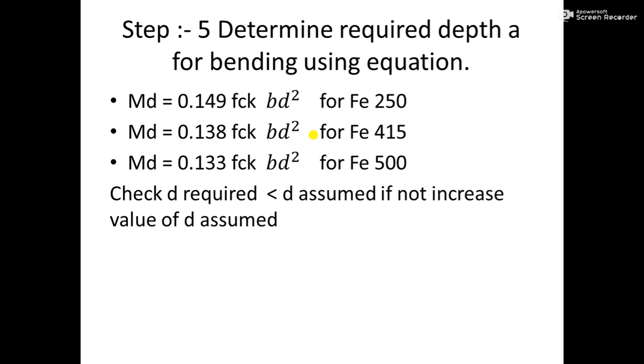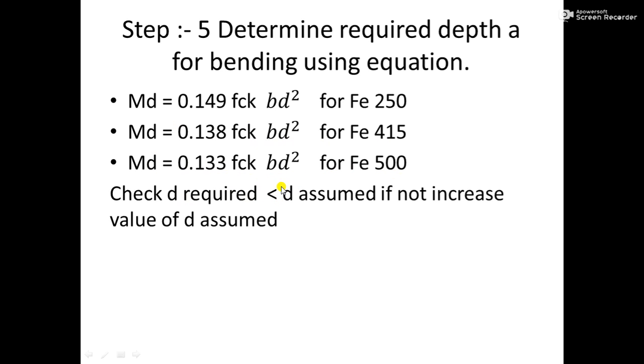Now step number 5, to determine required depth for bending moment using the equation MD equal to 0.149 FCK BD square for Fe250. These values we have used in one-way slab and cantilever slab, and again we are going to use them in two-way slab. These are the limiting values of bending moment: MD 0.138 FCK BD square for Fe415, and 0.133 FCK BD square for Fe500.